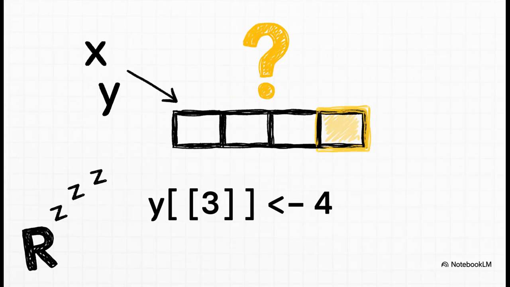Let's see this play out. So remember our Y and X. They're both pointing to the same vector. Now, what happens the moment we try to change the third element of Y? Well, this is when R suddenly wakes up and goes, whoa, hold on a second.